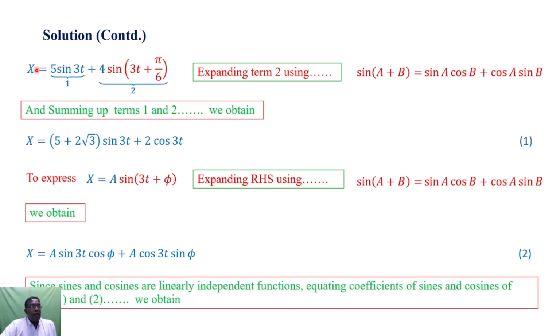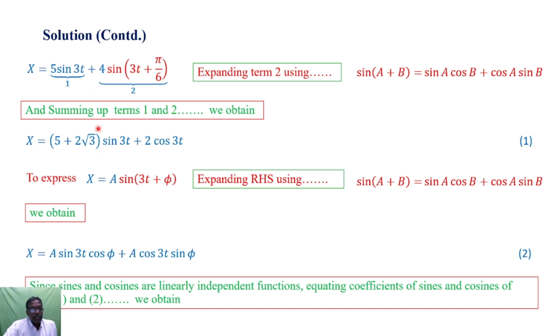Solution is continued here. x has two terms: term 1 containing 5 sin 3t, term 2 containing 4 sin(3t plus pi by 6). I expand term 2, which is shown in red color, using the trigonometric identity sin(a plus b) equal to sin a cos b plus cos a sin b. Now I add these two terms, and I obtain x equal to (5 plus 2 root 3) sin 3t plus 2 cos 3t.